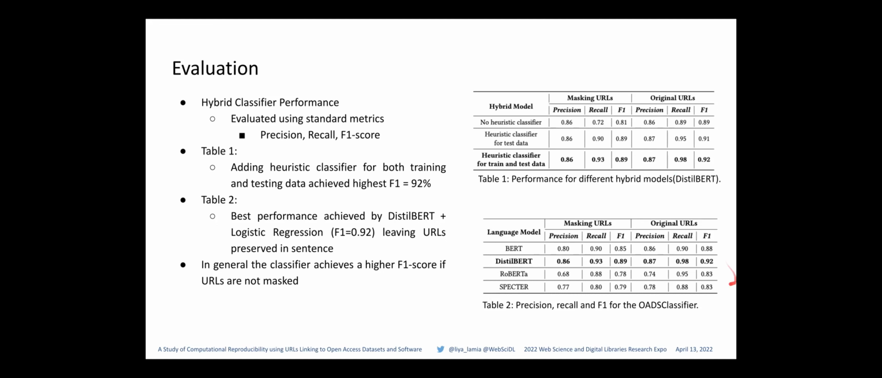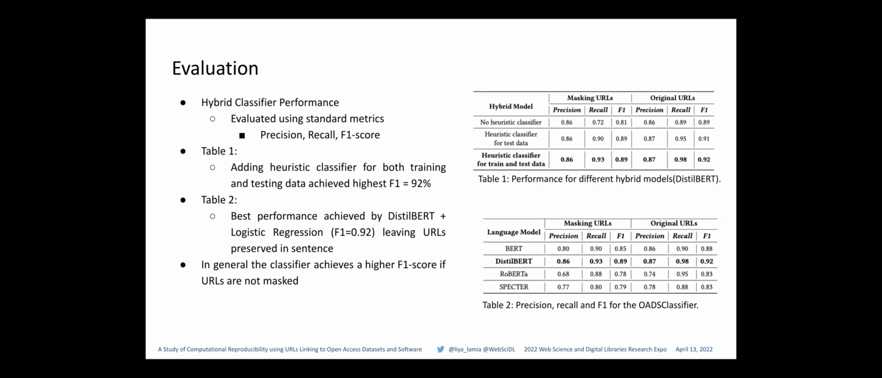And in table 2, we showed the performance for all the language models. From the results, we can see the best performance was achieved by DistilBERT plus logistic regression classifier, and the highest F1 score is 0.92. And if we notice the results of both the tables, we can say that leaving the URLs preserved in the sentence uplifted the performance of the classifier.